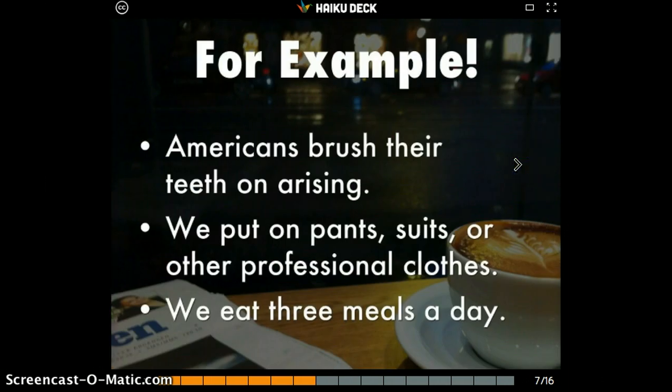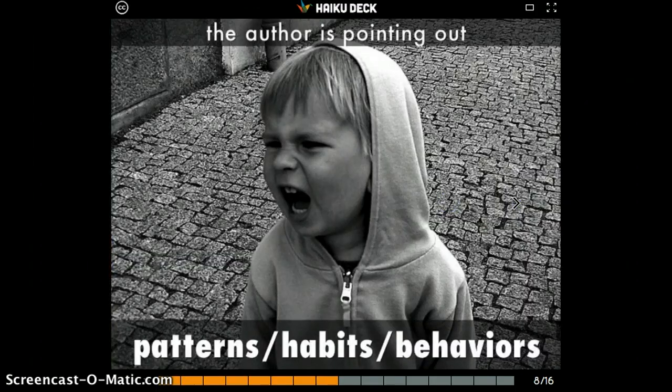So I wanted to give you a couple of examples that an author might give you for a certain point. So here we have Americans brush their teeth on arising. We put on pants, suits, or other professional clothes. We eat 3 meals a day. Take a moment to pause and predict exactly what the author might be trying to describe to you. Well, if you said patterns, habits, and behaviors, well then you're right on. That's exactly what the author was trying to give you examples of.